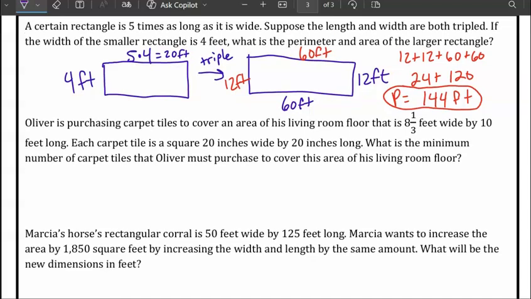Oliver is purchasing carpet tiles to cover an area of his living room floor that is 8 1/3 feet wide by 10 feet long. Each carpet tile is a square 20 inches wide by 20 inches long. What is the minimum number of carpet tiles that Oliver must purchase to cover this area of his living room floor? The first thing we want to do is convert these feet into inches.